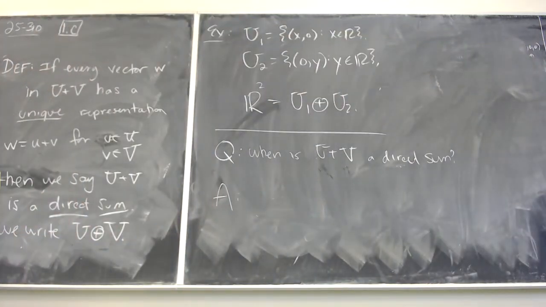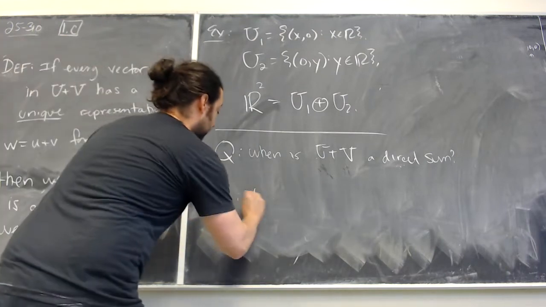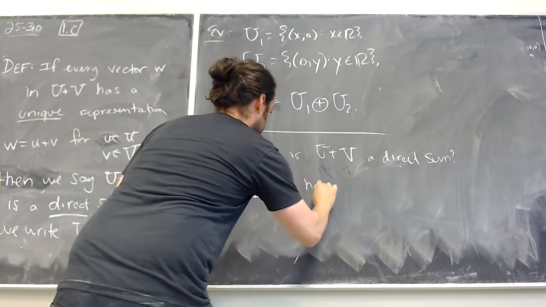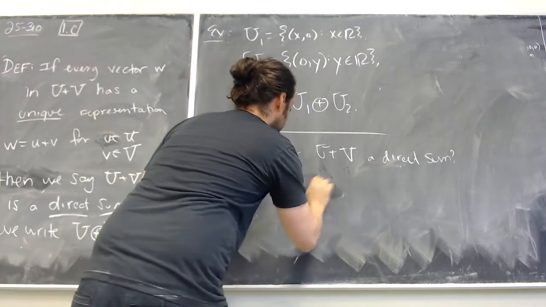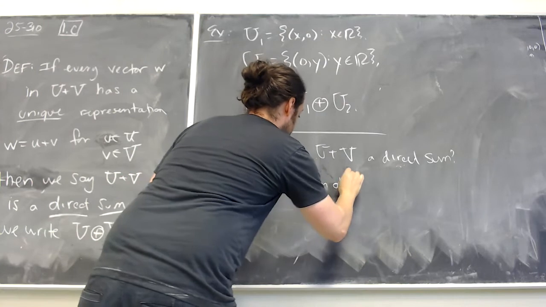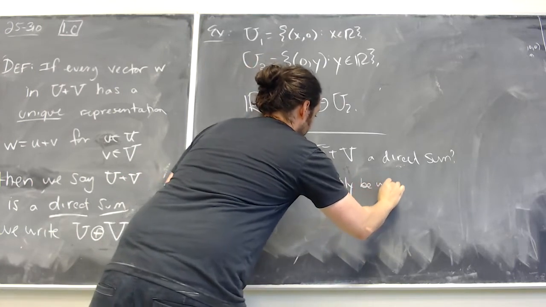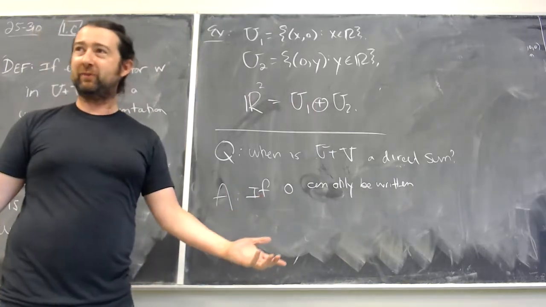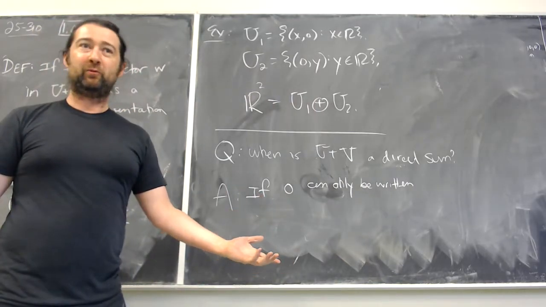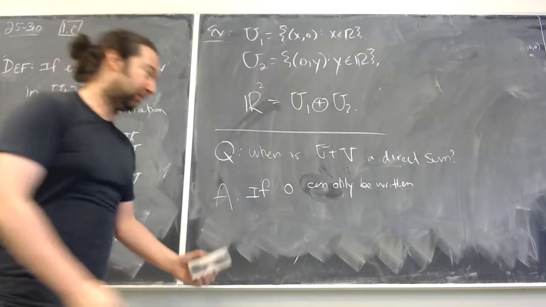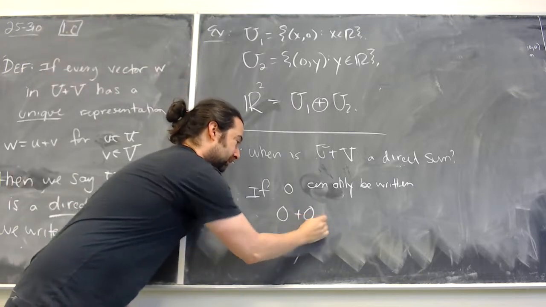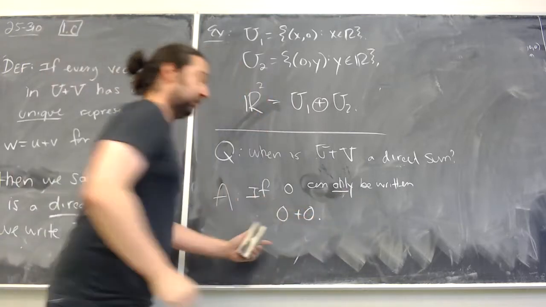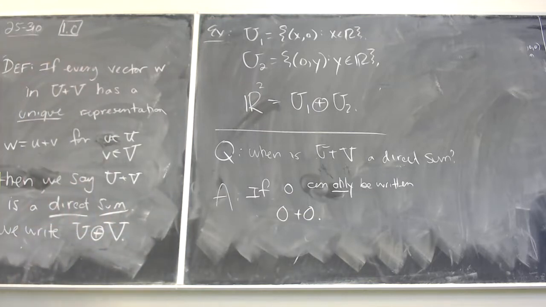So when do we go from all possible sums to unique sums? It's going to turn out that if 0 has a unique representation as elements in U and V, what does it have to be? 0 plus 0, right? It better be. It can only be written as 0 plus 0 and not with any other combination of vectors.